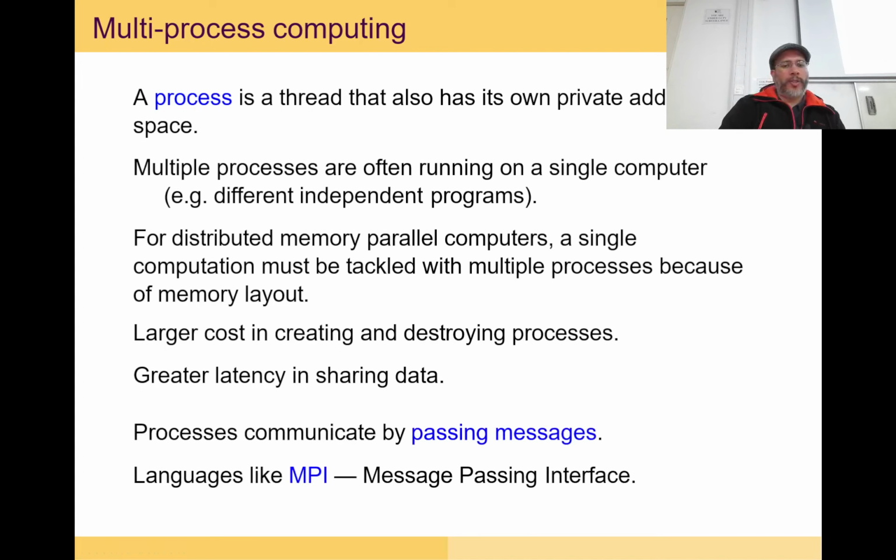Okay, so the processes communicate by passing messages. MPI stands for message passing interface. It's mainly about passing messages or passing information, and this is how you communicate, and communication basically means sending variables in MPI.